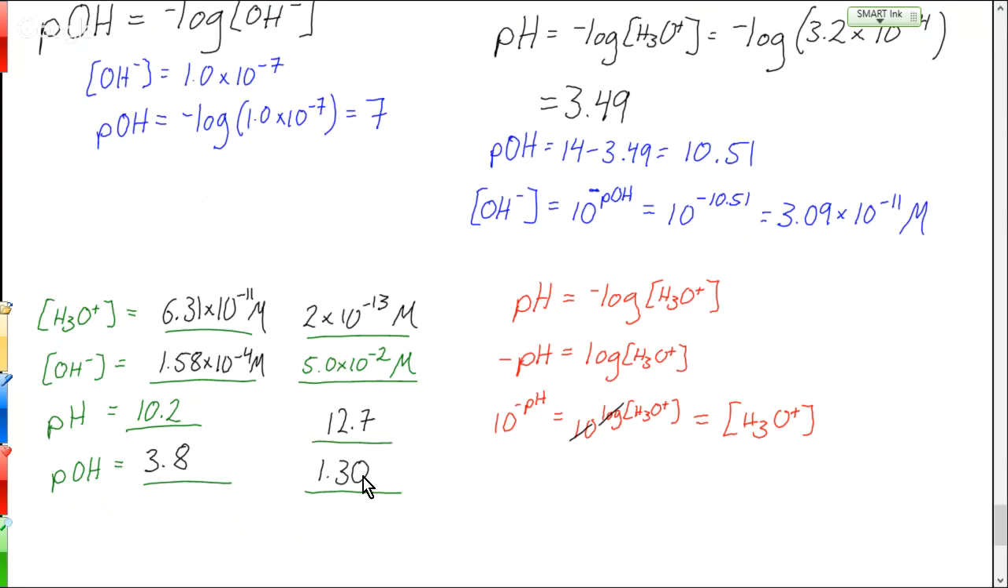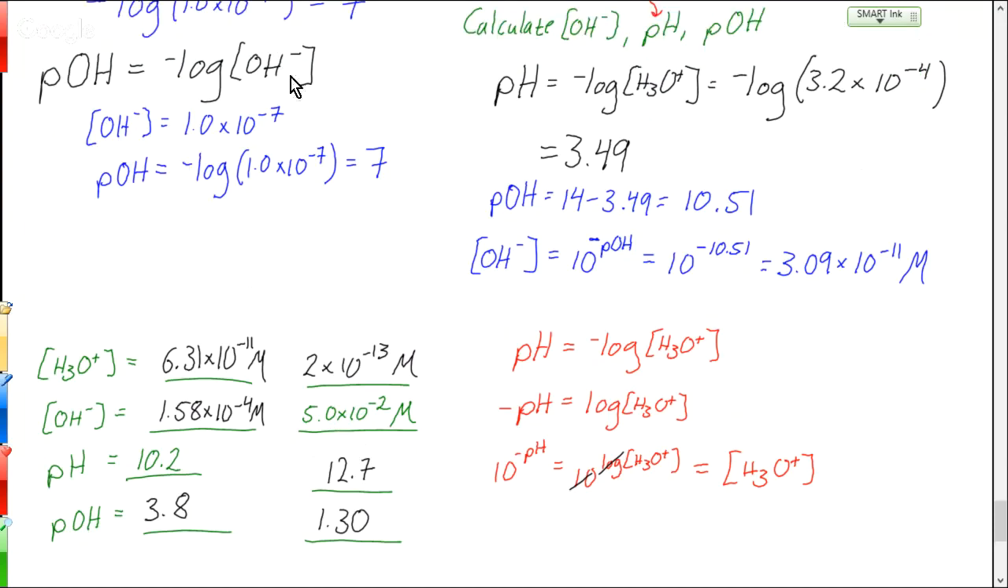We took this number and subtracted from 14. Well, we were given this number, and from that we can solve here by taking the negative log, hydroxide to pOH. Once we have the pOH, we get the pH by subtracting from 14. These two numbers always have to add to 14. So you just put in the 5.0. Yeah, I put this into the pOH equation here to get 1.3.